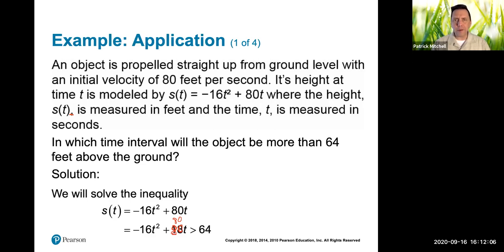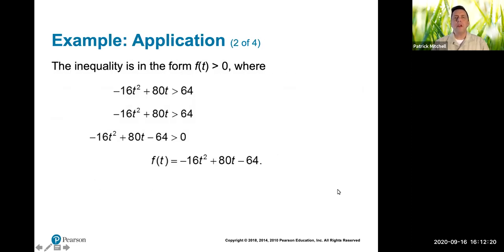So at this point, if you would like to pause the video and try this one, I think it would be really good practice. And then come back and we'll compare notes. All right, let's see. So the inequality is in the form f of t is greater than 0. Well, it's in that form once we get to this step anyway. All right, we have negative 16t squared plus 80t is greater than 64. If we subtract 64 from both sides, we get negative 16t squared plus 80t minus 64 is greater than 0.